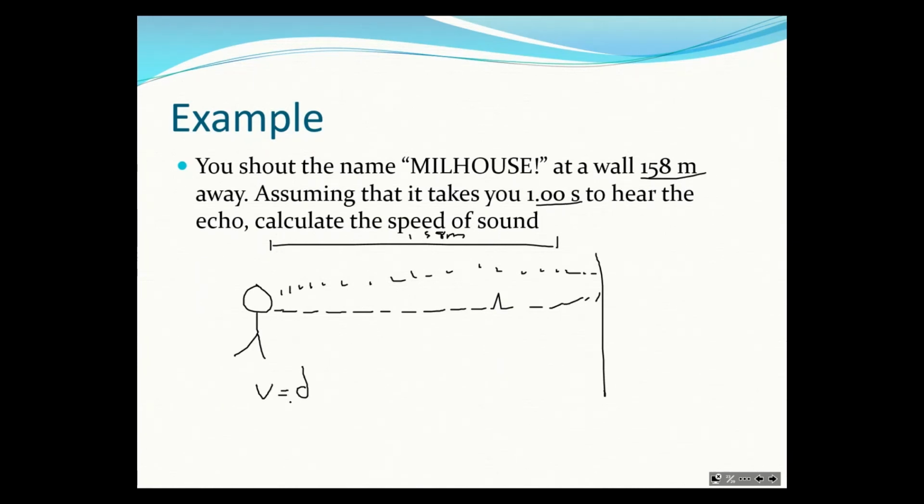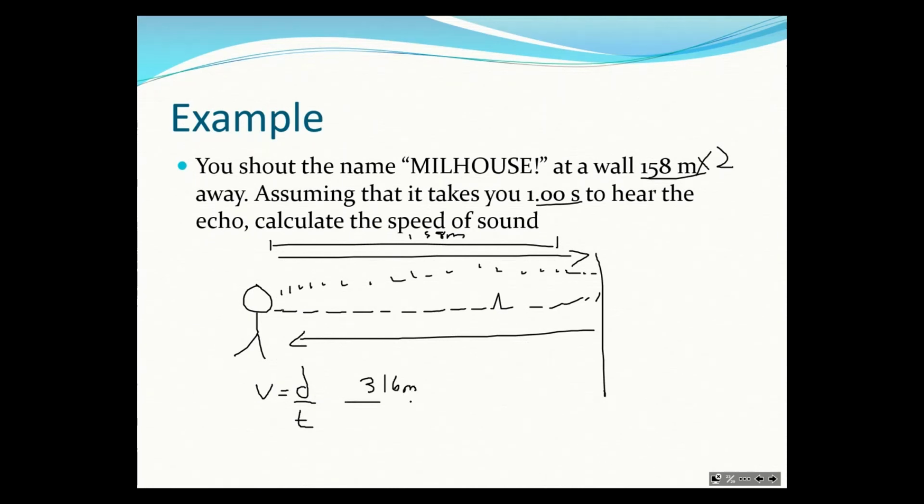For these types of questions, when they give you a distance and a time, because sound waves travel at a constant speed, we can just use v equals d over t. But you have to be careful with this because it's 158 meters there, and then it's 158 meters back. So with echo style questions, you need to double this because it's got to go there and back. So it's actually going to be 316 meters that the sound wave traveled in a time of 1 second. So you get 316 meters per second.